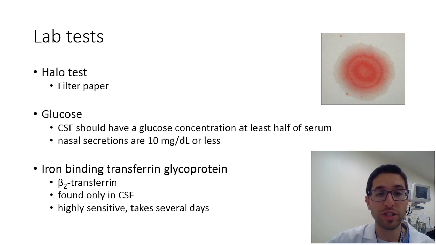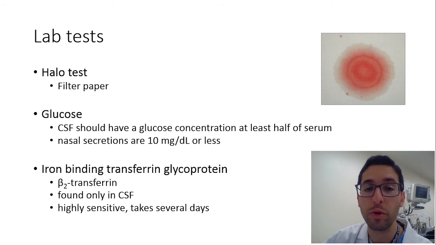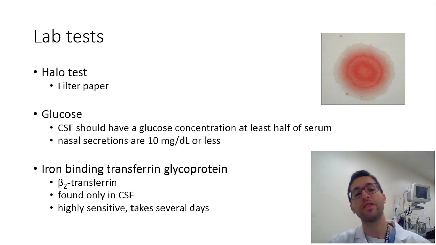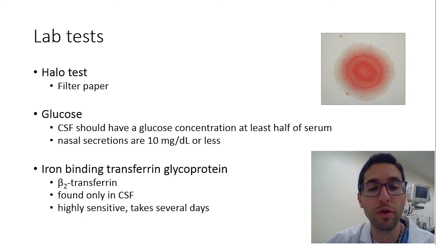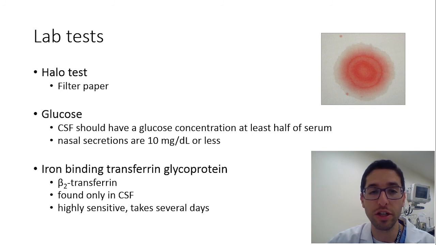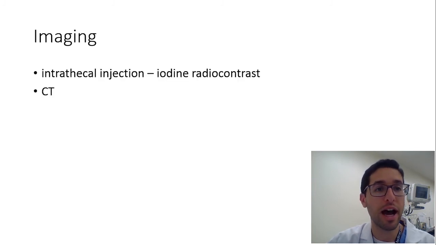The most specific, the most sensitive test is the beta-2 transferrin test, because beta-2 transferrin is a glycoprotein that is only found in CSF. So that will tell you without a doubt, like 95% sensitivity, very clearly whether you have a CSF leak. The only problem is it takes several days to do and requires a special lab.